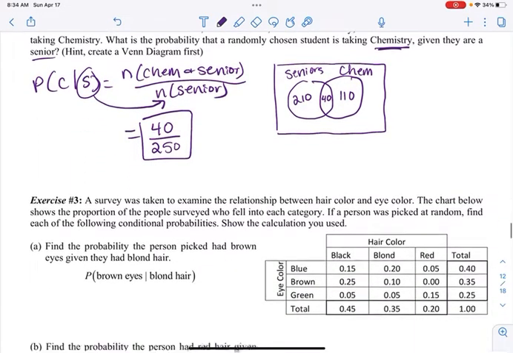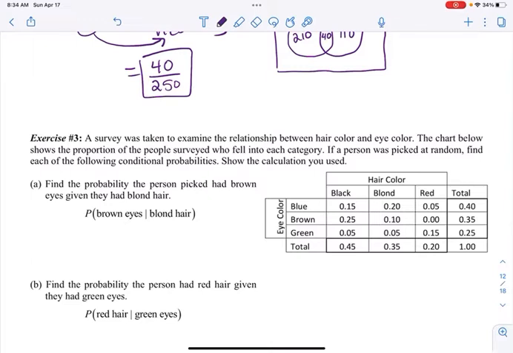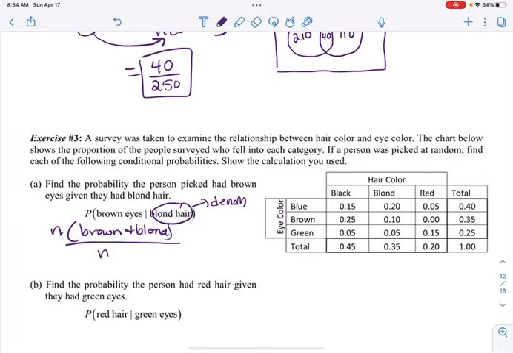All right, next example, I have a survey relationship between hair color and eye color. So I have people who have black hair, blonde hair, red hair, and then I have eye color blue, brown, and green. So let's find the probability the person picked had brown eyes given they had blonde hair. So this right here is going to be my denominator. So it's the number of people that have brown and blonde over the number of people that have blonde.